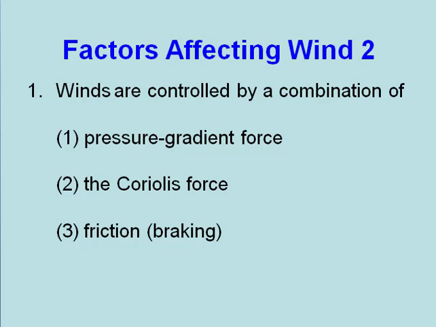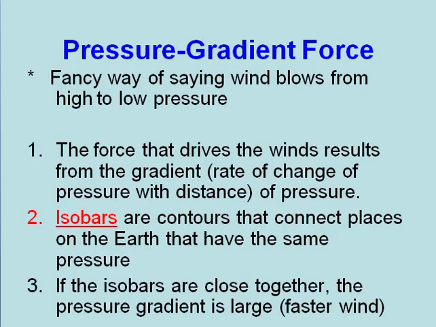And we're going to talk a little bit more about friction in another video since it only has an effect on wind at the surface. So starting with the pressure gradient force, it's really just a fancy way to say wind blows from high to low pressure, and it is the main cause of wind creation in our atmosphere.